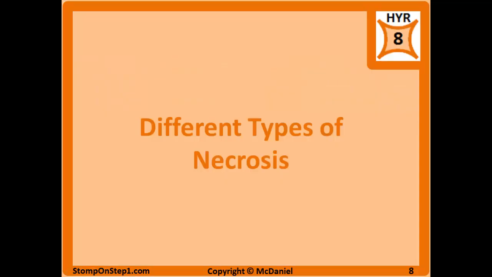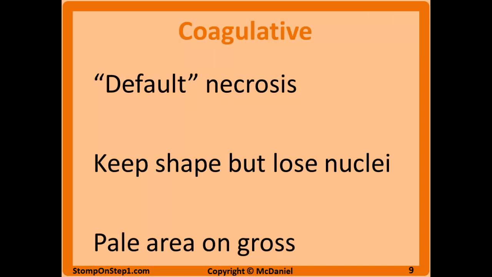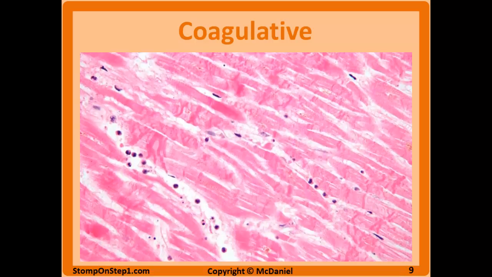Now we can switch gears and start talking about different types of necrosis, because there are pretty distinct types that are important for Step 1. The first one we're going to cover is coagulative necrosis, and I think of this as being the default necrosis. In coagulative necrosis, cells keep their shape but lose their nucleus. Here is a picture of coagulative necrosis.